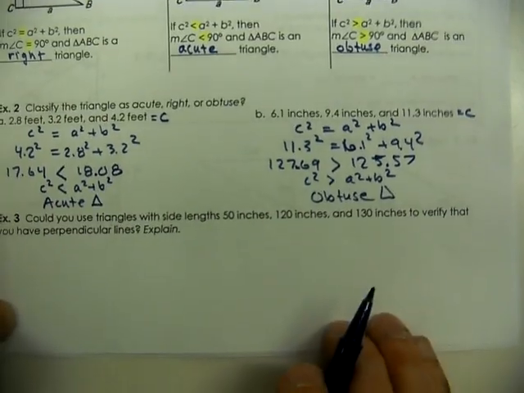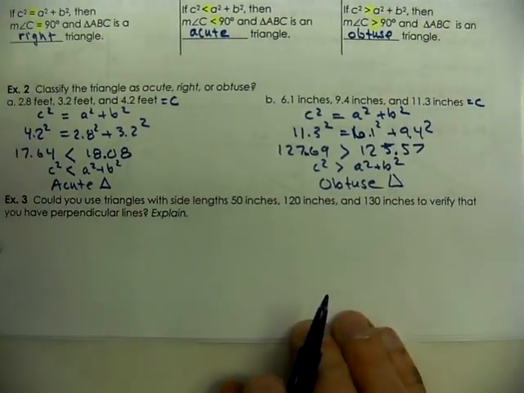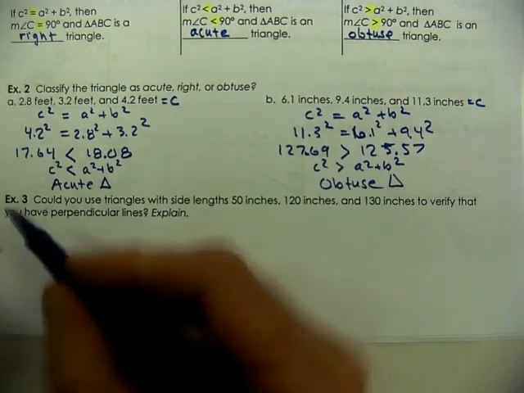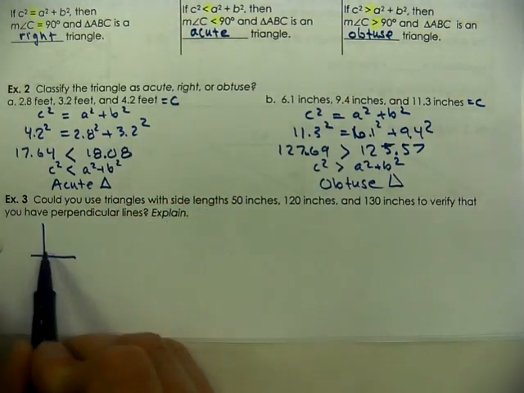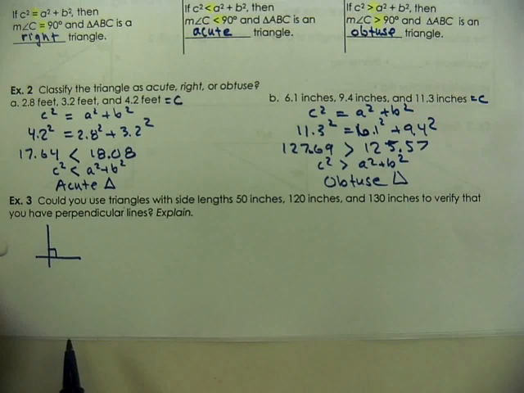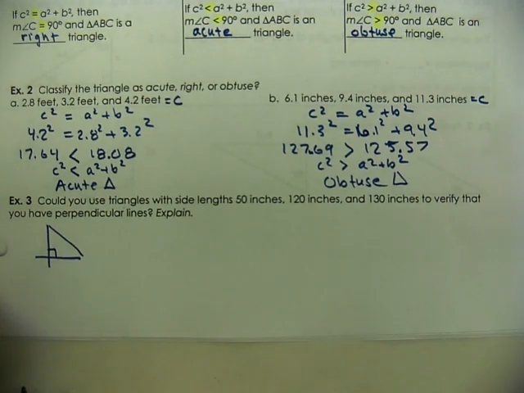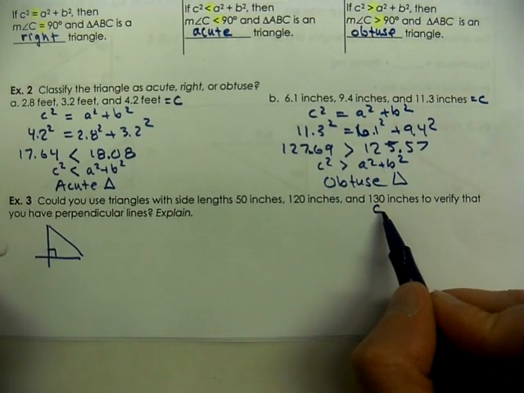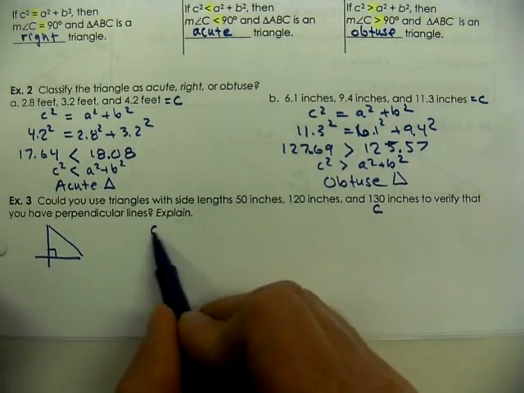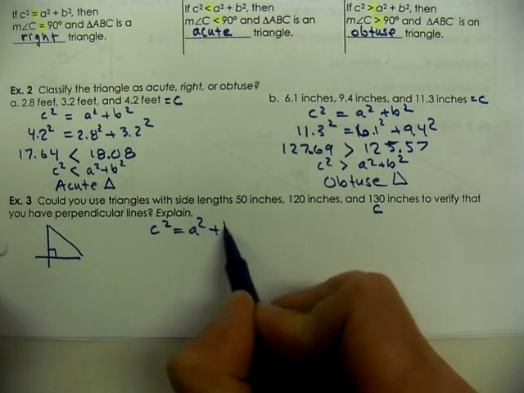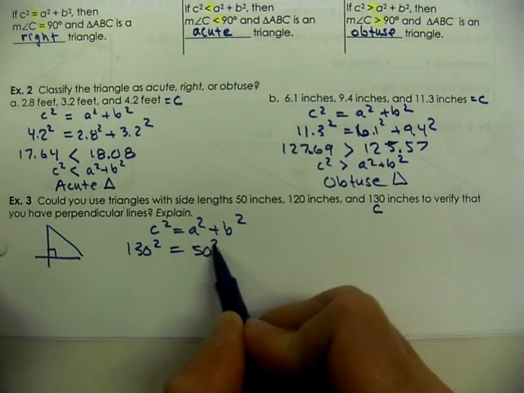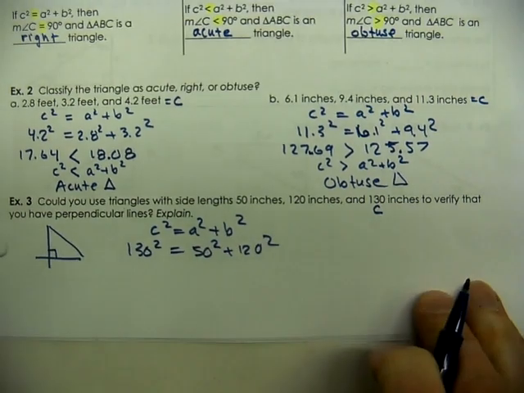And finally, in this last example, it says, could you use triangles with side lengths of 50, 120, and 130 inches to verify that you have perpendicular lines? Okay, so think about this. We know perpendicular lines form right angles. So it's saying, do you really just have a right triangle in this case? We're still using the same process. The largest side gets the potential hypotenuse. We're testing the formula: 130 squared equals 50 squared plus 120 squared.